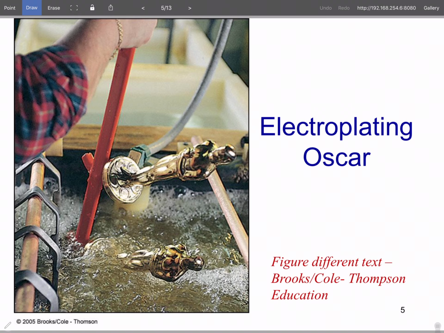Okay. This is a slide I found years ago, but this is how they electroplate Oscars. And this is why if a movie star loses an Oscar due to a fire, somebody steals it, etc., it's really hard to replace because they only make what they need and they label them, etc.